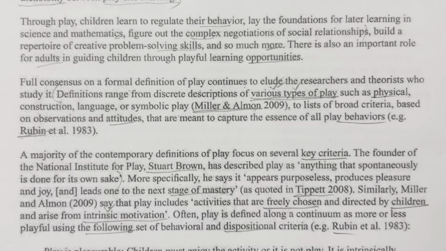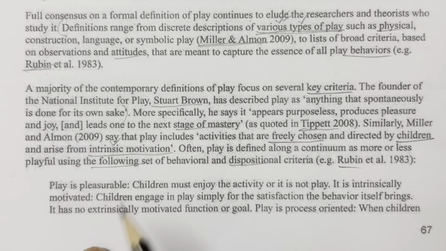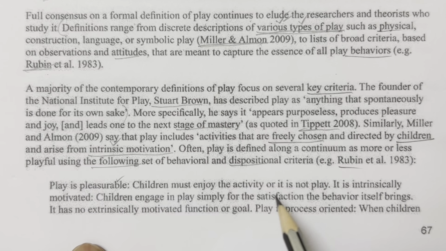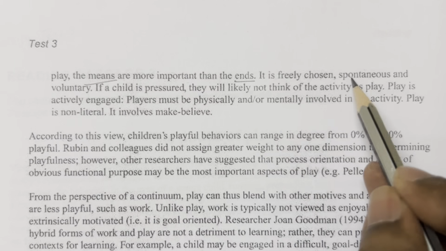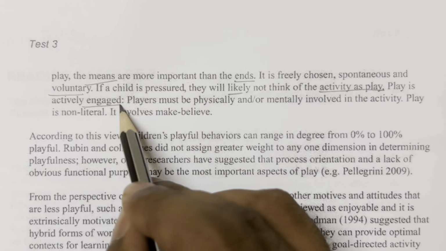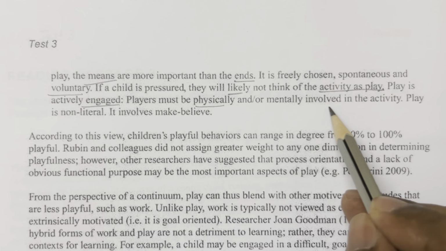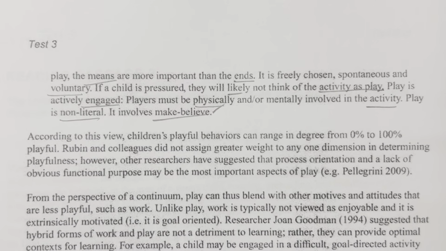Okay, so what are the following set of criteria? Let's read further and try to understand it in a better way. Play is pleasurable. Children must enjoy the activity, or it is not play. It is intrinsically motivated. Children engage in play simply for the satisfaction the behavior itself brings. It has no extrinsically motivated function or goal. Play is process oriented. So when children play, the means are more important than the ends. If freely chosen, spontaneous, and voluntary, if a child is pressured, they will likely not think of the activity as play. Play is actively engaged. Players must be physically or mentally involved in the activity. Play is non literal, it invokes make believe. Okay, great. Alright, let's read further.